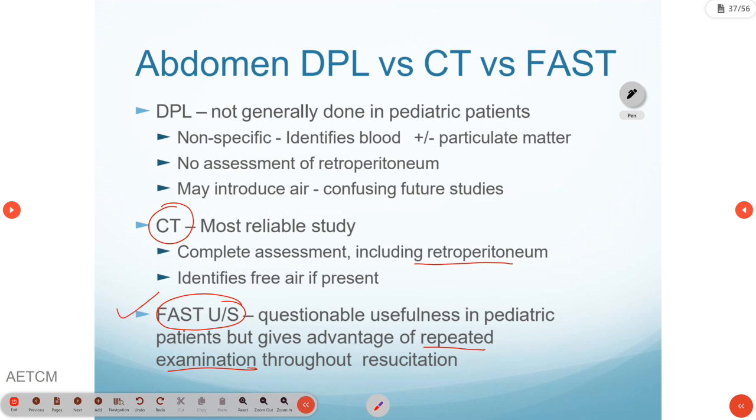In earlier days we used to do diagnostic peritoneal lavage, but nowadays we don't prefer it because it is non-specific, and also we will not be able to assess the retroperitoneum as in CT, and while we are doing it, we may introduce air into the abdomen. So if we proceed with the CT, then we may get a false result. So nowadays we don't prefer peritoneal lavage. We'll go ahead with FAST in our ER, and then for most reliability, we'll go for a CT.